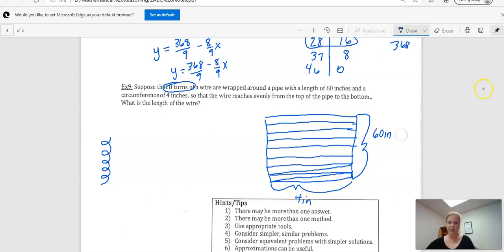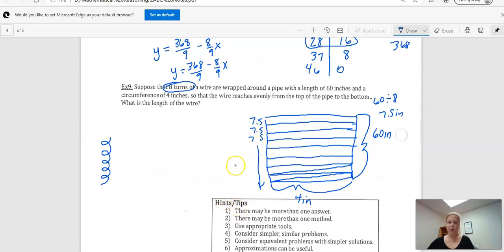Now, if we take that 60 inches and divide it up, we've got 1, 2, 3, 4, 5, 6, 7, 8. Why do we have 8? Because it says it takes 8 turns around. So if we do 60 divided by 8, we get 7.5 inches. So each one of these is 7.5, 7.5, 7.5, all the way down.